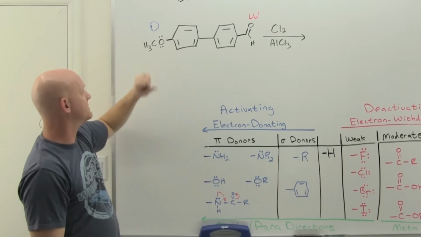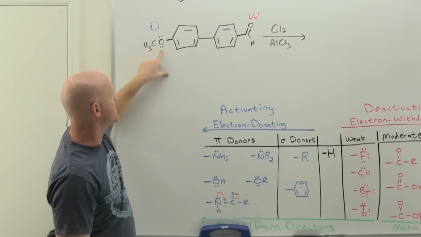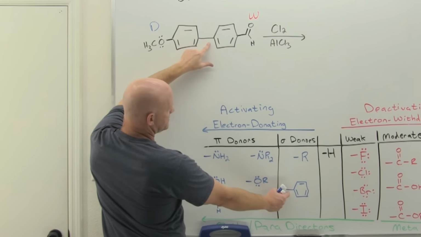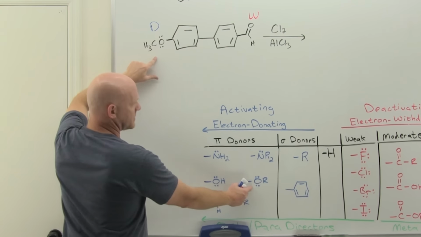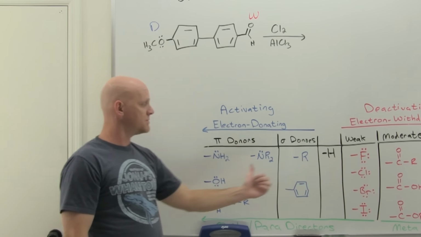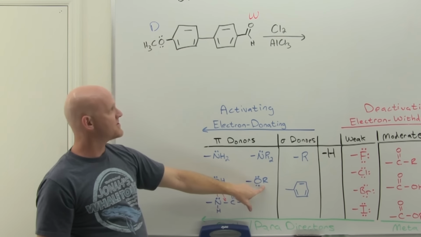Now, when I look at this ring here, we've got to decide, there are two substituents on this ring, the methoxy group and then this aryl group right here. And you recall we said that when you've got multiple donating groups, the strongest donating group wins. And so that's going to be the methoxy group here.